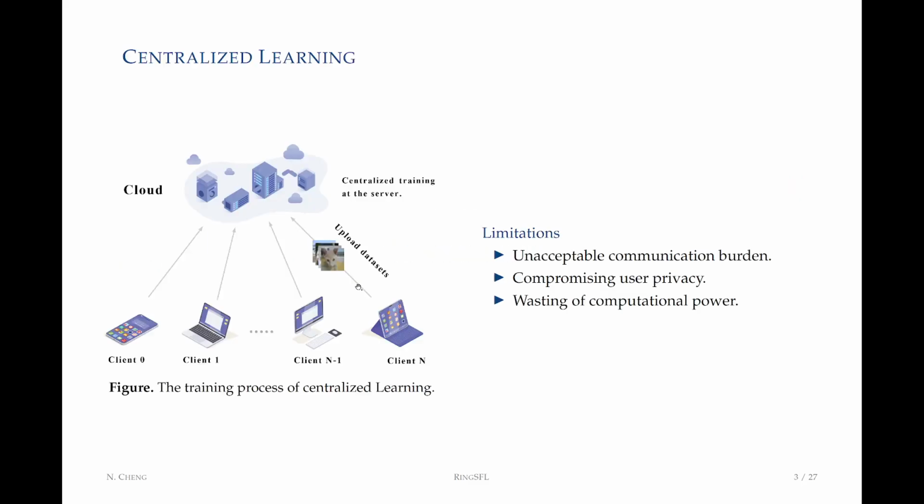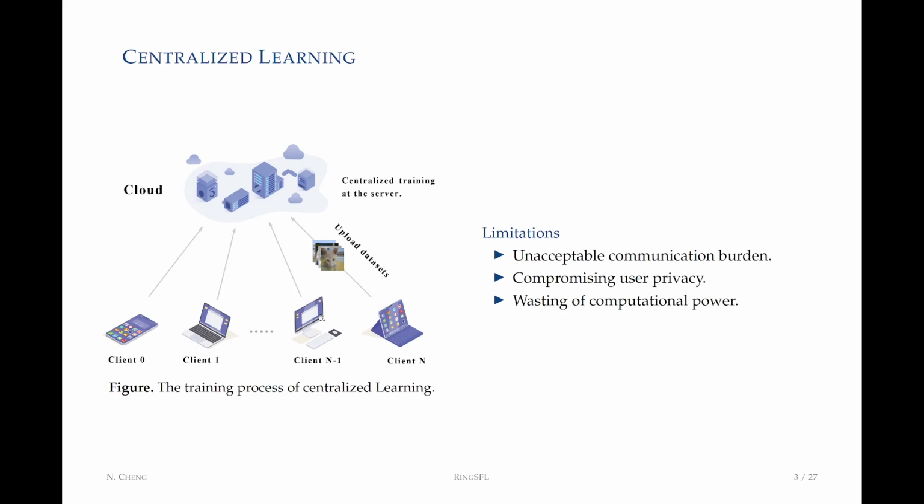I'll start with background. As we all know, artificial intelligence is currently being used more and more widely in our lives. Artificial intelligence technologies such as deep learning have been widely used to train data models to realize smart IoT applications such as smart healthcare, smart transportation, and smart cities.